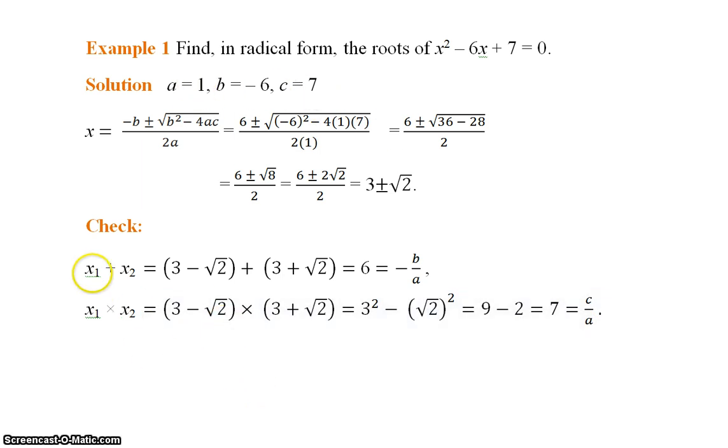So we checked that the sum of the roots equals minus b over a, and the product of the roots equals c over a. Therefore, we solved the quadratic equation correctly.